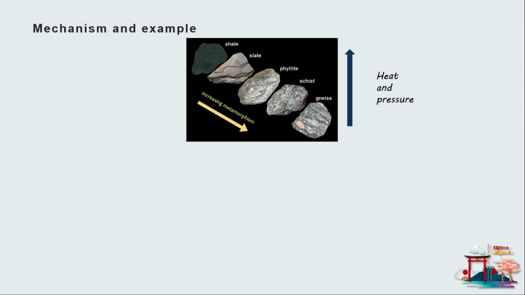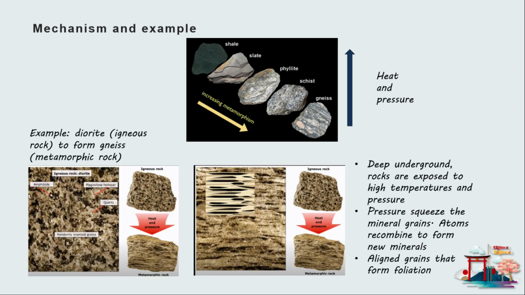Then, if you add additional heat and pressure, it will likely melt into magma or lava. Then, it will become an igneous rock. For example, diorite, an igneous rock, forms a metamorphic rock. So now, how does a metamorphic rock form and create that foliated pattern? We're going to see how a metamorphic rock is formed from diorite, an igneous rock.